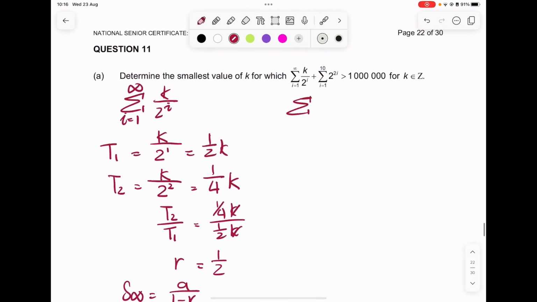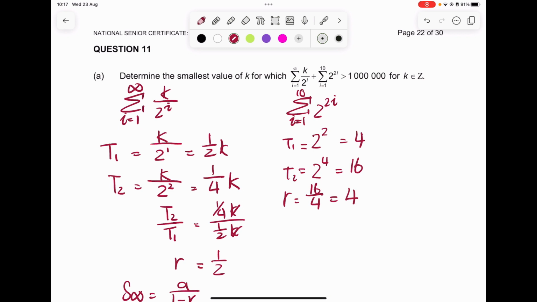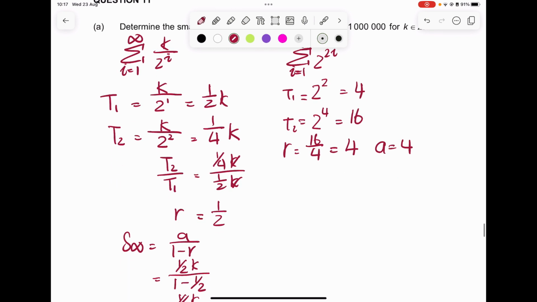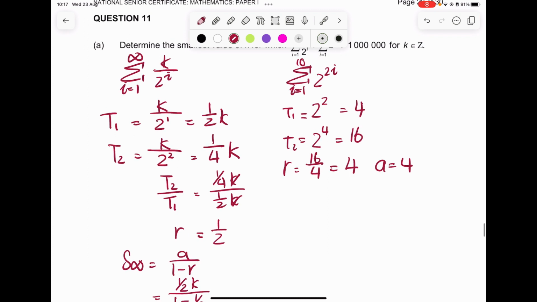Now let's look at the second series. Okay, we need to determine what it is, an arithmetical or a geometrical. This would be 2 to the 2 times 2, that's 4. This would be 2 to the 2 times 2 times 2, so that's 4, and that is 16. R is just 16 divided by 4, so that's 4. A is 4. Okay, it's a geometrical, and it's the sum to 10, not infinity.